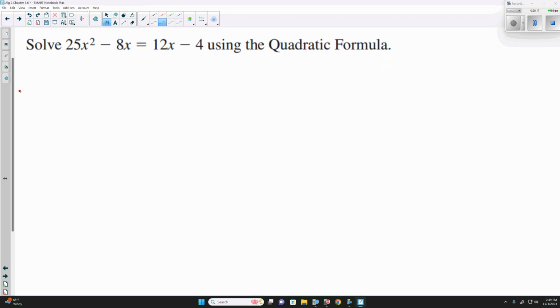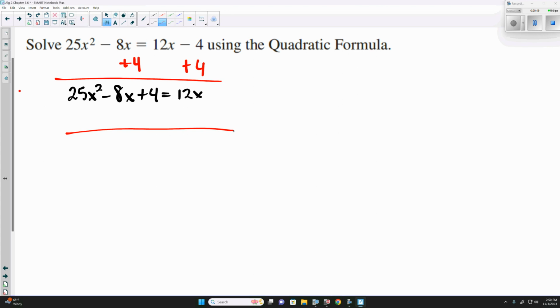25x squared minus 8x equals 12x minus 4. So as we saw, having a be negative makes things a little tricky, not a whole lot, but a little bit. So if we can keep it positive, that will be best. So getting this to 0, what can we do first? We can add 4. 25x squared minus 8x plus 4 is equal to 12x. What's next?